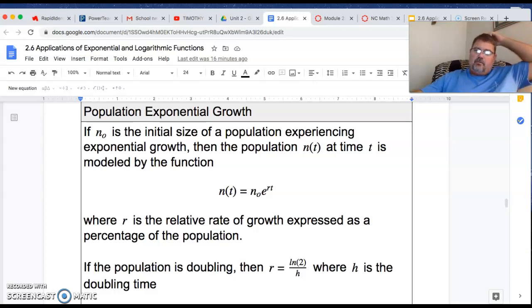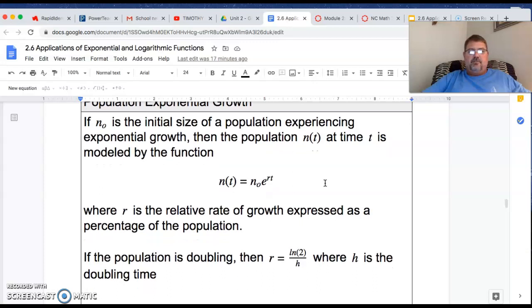Hey everybody, welcome back. In this video we're going to work on population exponential growth. Here's our formula. It's really the same formula you had a minute ago, P equals P e to the rt. It's just dealing with, in this case, bacteria or something like that, so they didn't use P, they use N sub 0. N of t is the population amount. So, using the same language here.